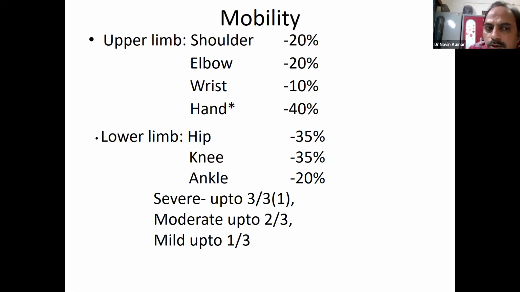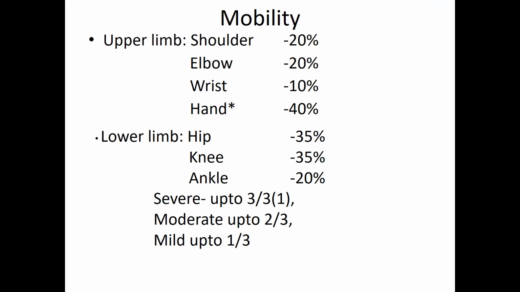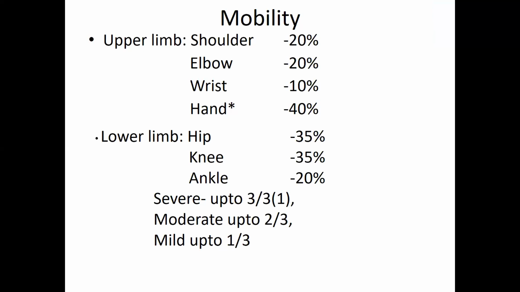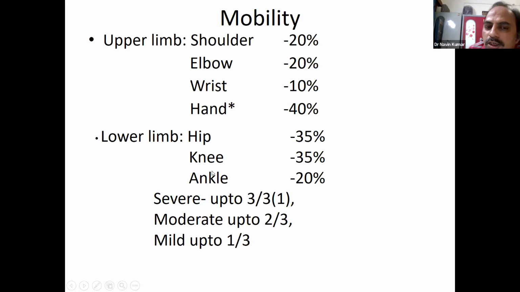Then coming to lower limb. Hip is 35, knee is 35, and ankle is 20. So this is further subgraded according to the restriction of movement. If severe, we can give up to 3 by 3, or moderate is up to 2 by 3, mild is up to 1 by 3. I will explain in the next table how this is 1 by 3 or 2 by 3.